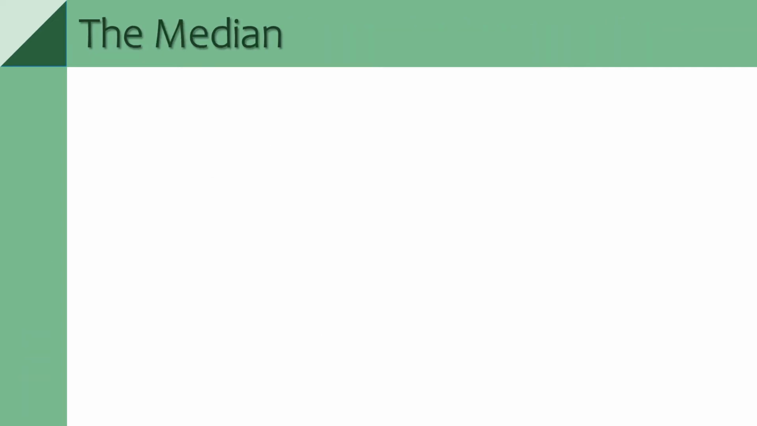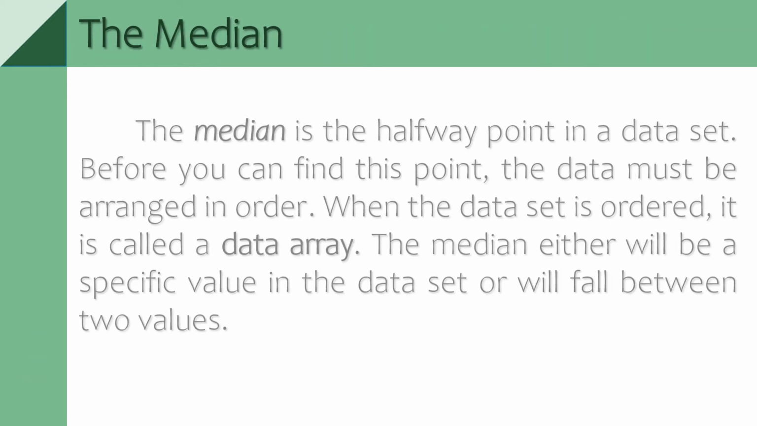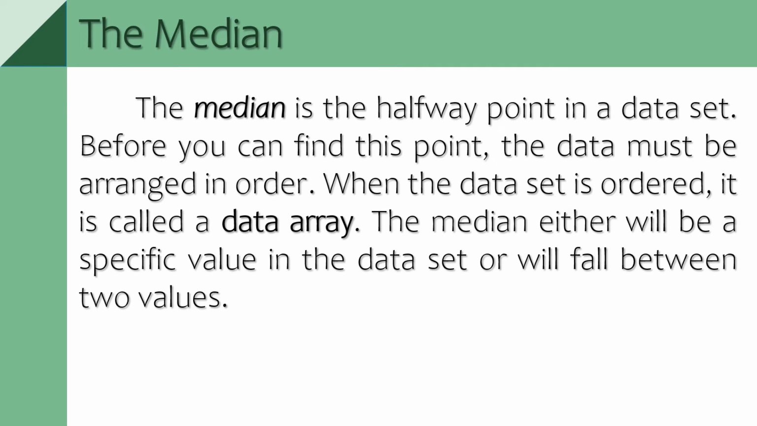Okay, so next is the median. What is the median? The median is the halfway point in the data set. Before you can find this, the data must be arranged in order. When the data set is ordered, it is called a data array. The median will either be a specific value of the data set, or it will fall between two values.